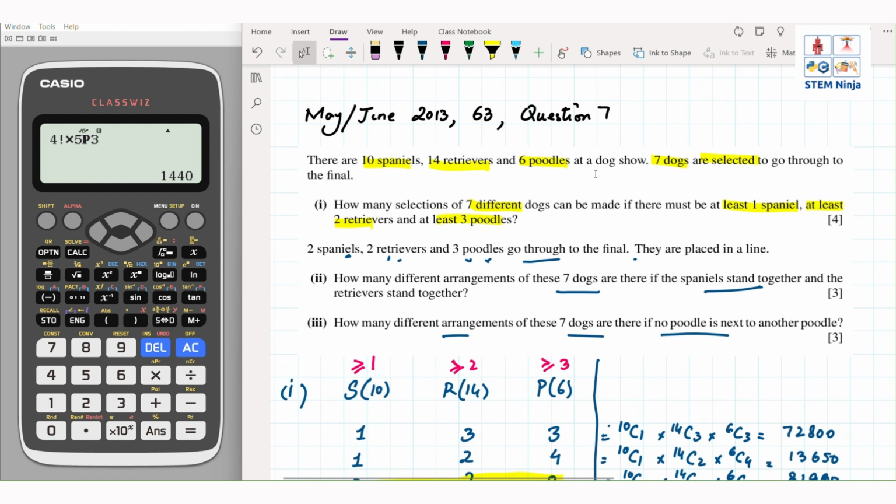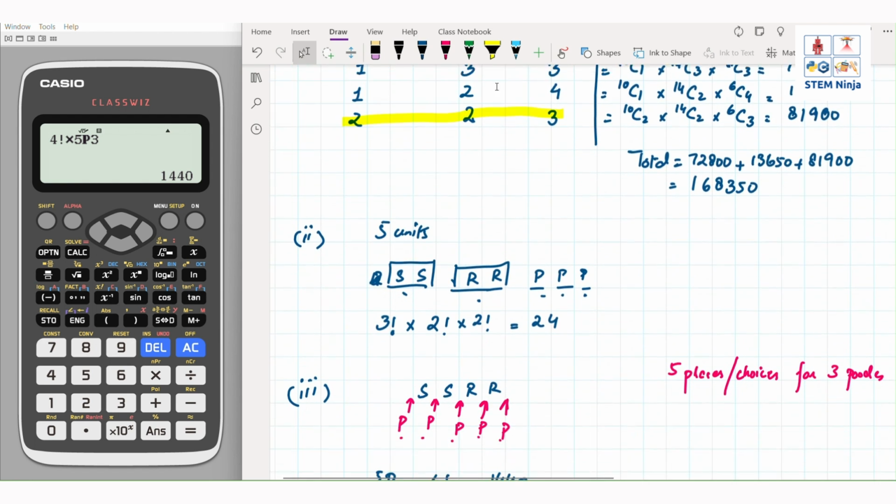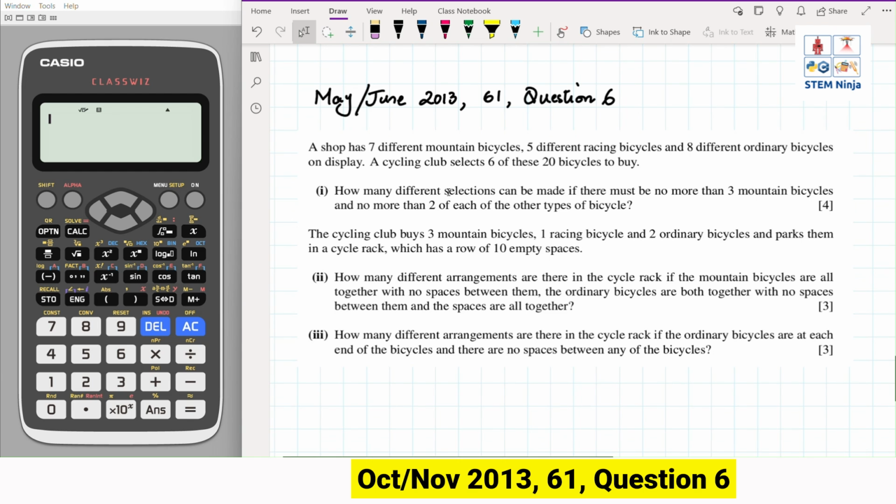And that concludes the May-June variants. Now let's see the October-November variants. So let's see this next question.